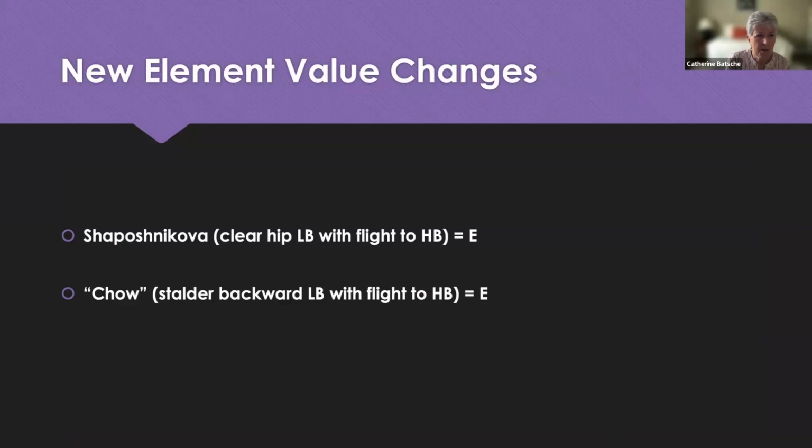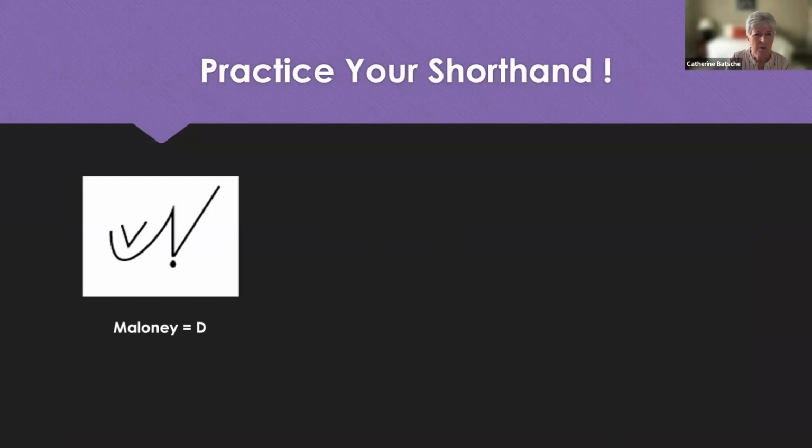The collegiate program has 2 new element values this year. The Shaposhnikova and the Chow are both E's. Both of these elements are releases from the low bar to the high bar, and the Shaposhnikova comes from a clear hip circle, whereas the Chow comes from a Stalder backward. Both are E's.